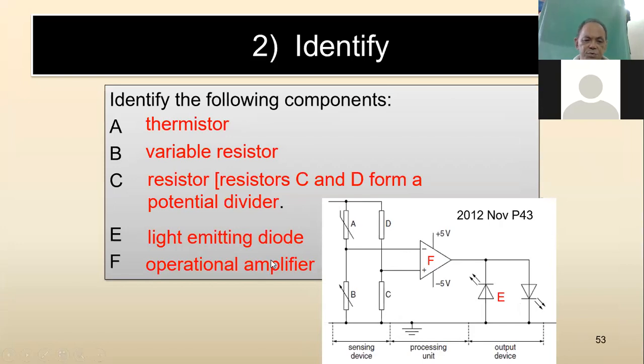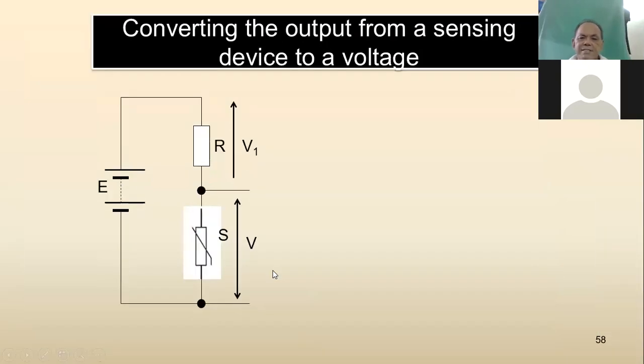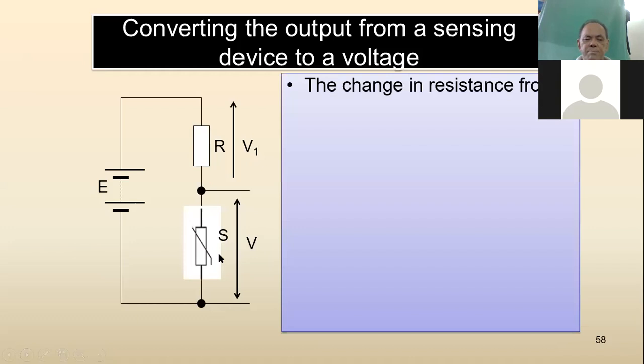And then these two provide a constant potential difference across this positive input. Okay, so let's just review what we have studied in your AS. Converting the output from a sensing device to a voltage. So S is your thermistor, R is your fixed resistance, that's your EMF of negligible internal resistance, V is the potential difference across S, V1 is the potential difference across R.